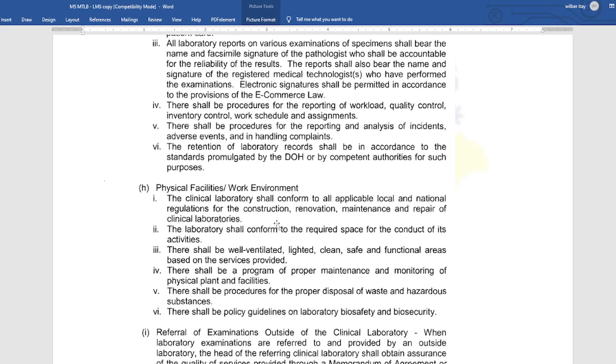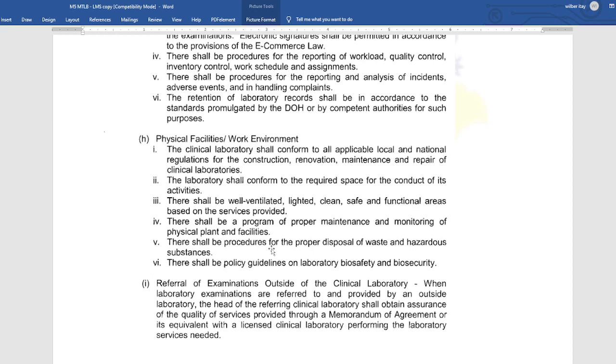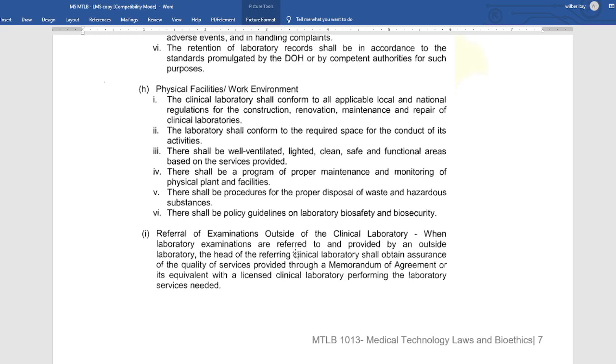Physical facilities and the work environment. Dapat well ventilated, lighted, clean, and safe, at saka functional areas for the services. There shall be a policy guideline sa biosafety and security. So, dapat may procedure din on the proper disposal of waste and hazardous substances.